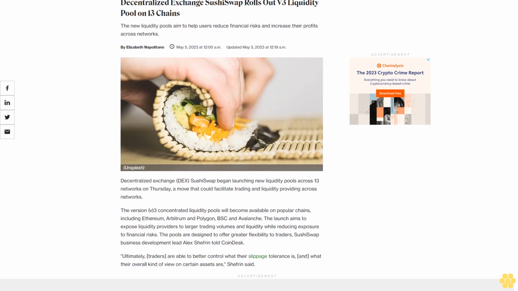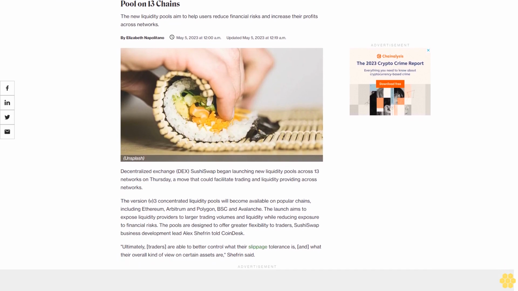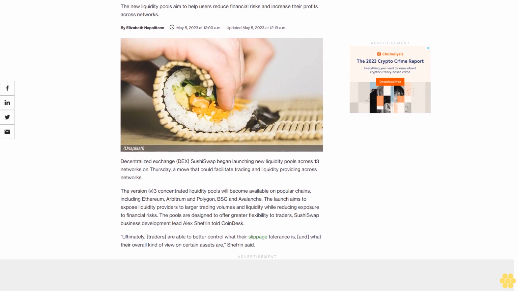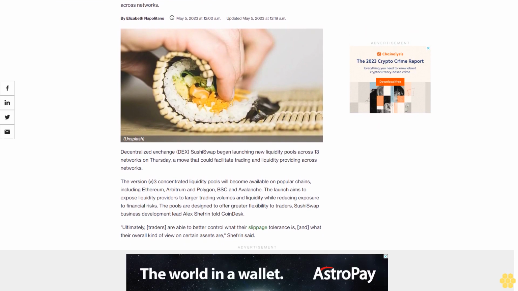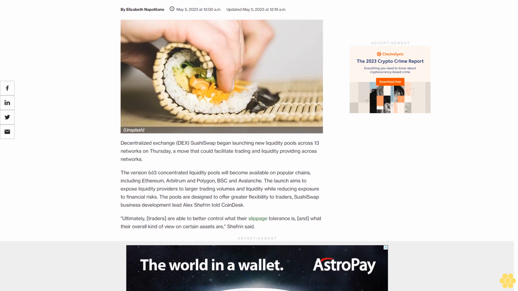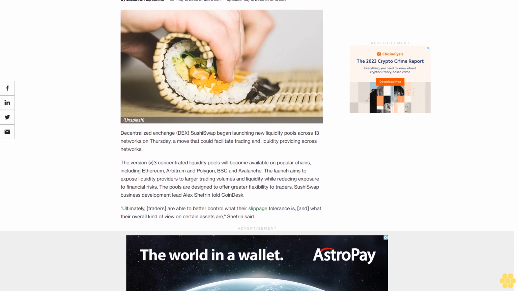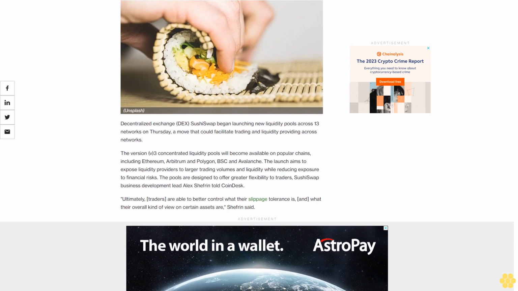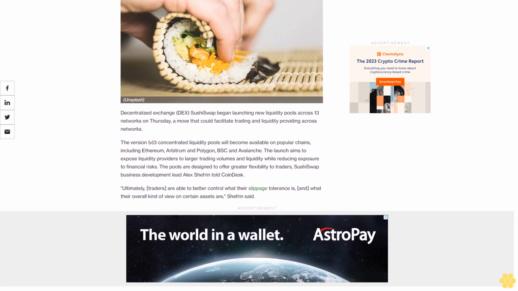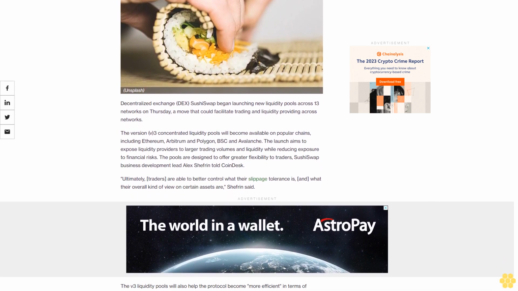Decentralized exchange SushiSwap rolls out V3 liquidity pool on 13 chains. The new liquidity pools aim to help users reduce financial risks and increase their profits across networks. Decentralized exchange (DEX) SushiSwap began launching new liquidity pools across 13 networks on Thursday, a move that could facilitate trading and liquidity providing across networks.